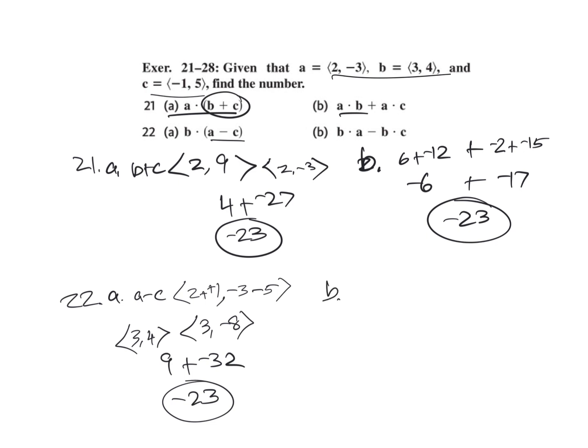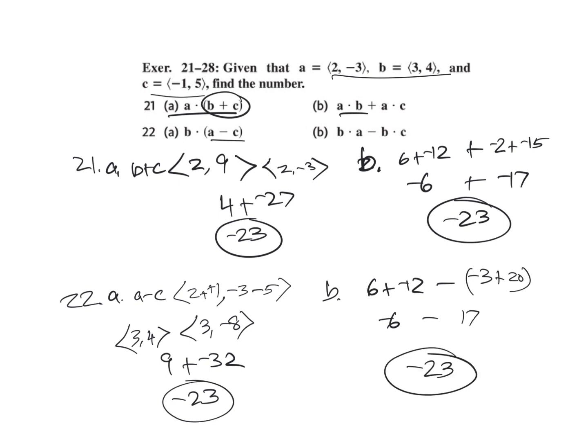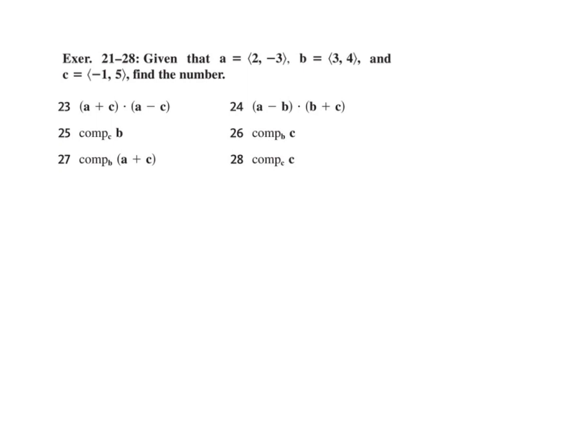Now part B, the dot product of b and a, that's 6 plus negative 12, or negative 6, minus the dot product of b, c. So b and c dot product would be negative 3 plus 20. So that's negative 6 minus 17, which is negative 23. So you get negative 23 for all of those values. All right, so let's go to the next one.